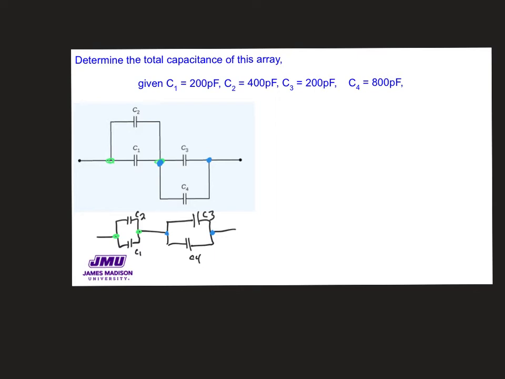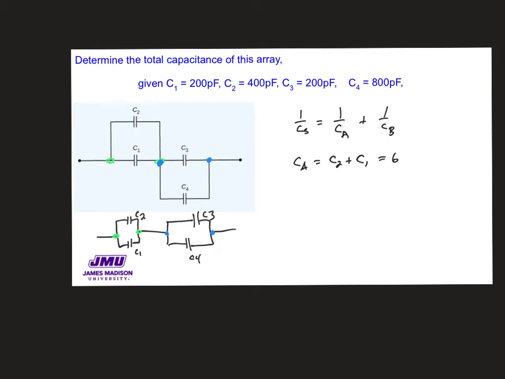For example, I now know that as I move from left to right, my total capacitance will be in series because I have, I guess, group A plus group B, where A and B are the first and second combinations in parallel. So capacitor A would be the equivalent of capacitor 2 plus capacitor 1.